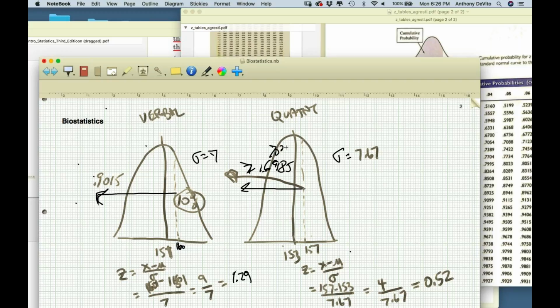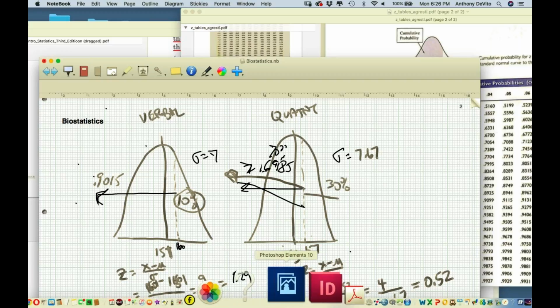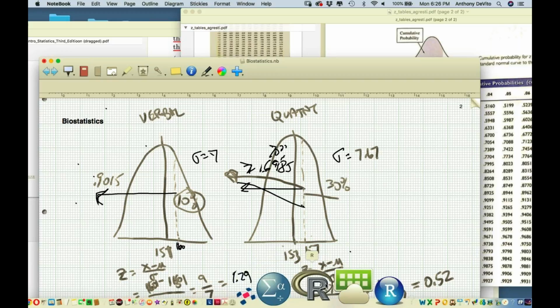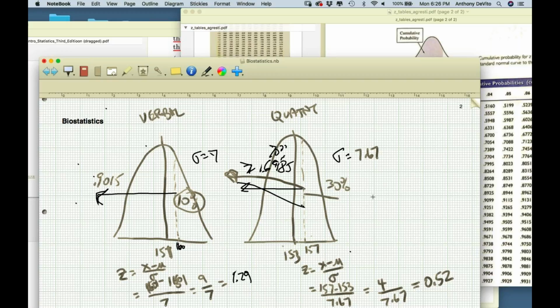Approximately 70% of the students scored lower than she did, actually 69.85%. So that means she's in the top 30%. Her percentile is 30%, or more precisely 30.3015, about the 30th percentile. She's in the top 30% of takers of this exam.